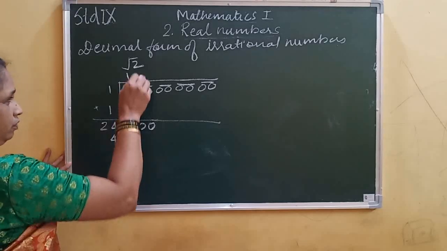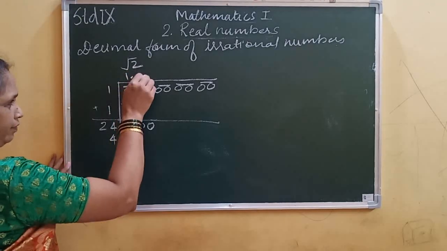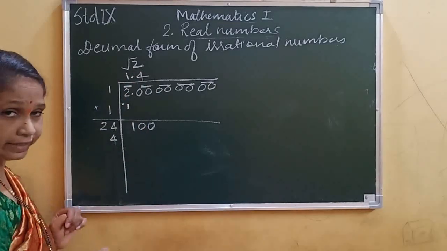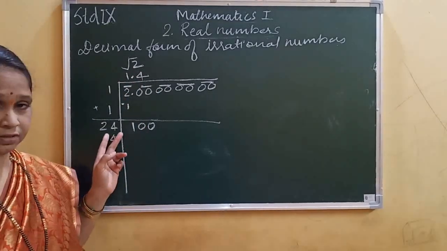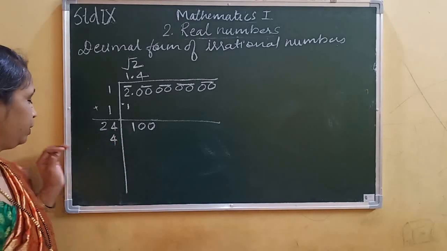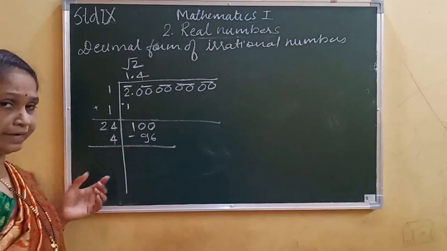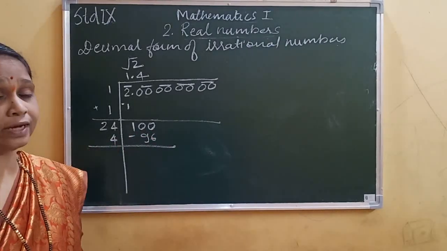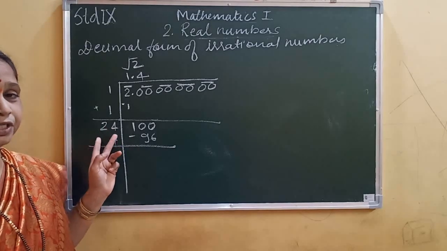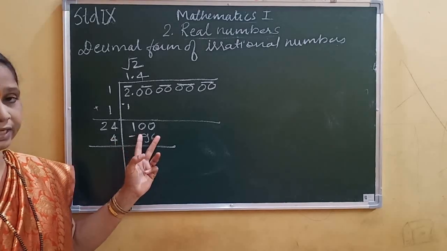See, 4 and here this finished. 4.4. 1.4. Now why did we select 4? Because if we take 3, we will get 23, and 23 3s are 69. Now 24 4s are 96, which is near to 100. So we have selected 4. Now why did we not select 2? If we take 2, 22 2s are 44, which is very much less than 100.